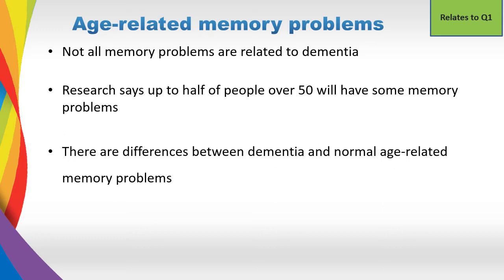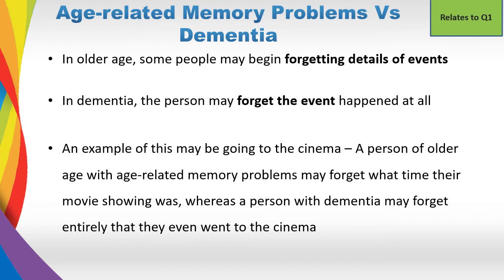Because if up to half of people over 50 have some memory problems, we can't automatically say that somebody has dementia. The difference between these age-related memory problems and dementia could be that some people in older age might begin forgetting details of an event, whereas with dementia, the person might forget that the event ever happened at all.